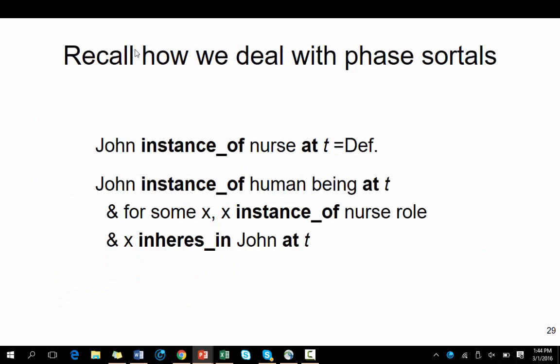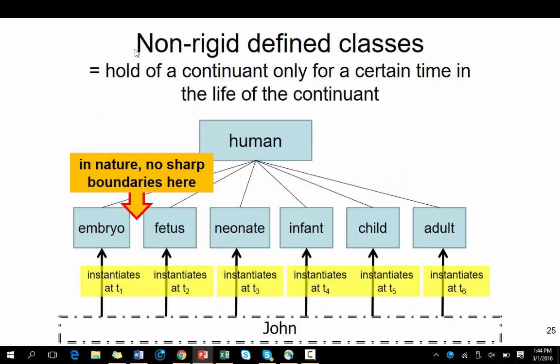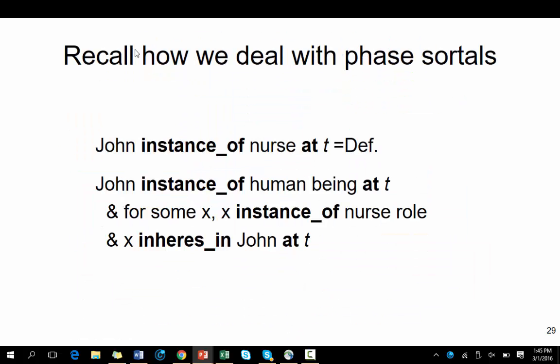Now this is how we deal with roles. So, in fact, I will treat these. These are different roles, or they are to be understood in terms of different roles that a human being plays at different times in his life. John is first an embryo and then a fetus and so on. It's always the same John, the same human being, a continuant, but as John develops and grows, he has different roles. And this is how we understand roles. So John is an instance of embryo at t, means John is an instance of human being at t, and there is an embryo role, which is John's embryo role, which inheres in John at t.